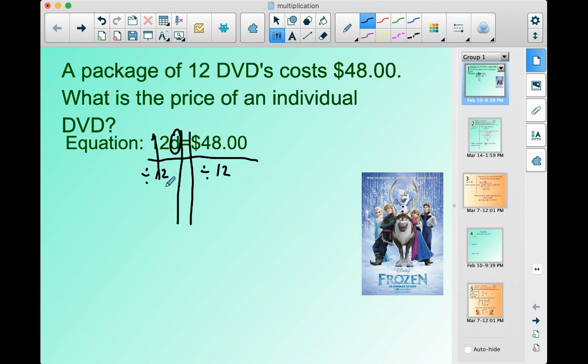That's going to undo multiplying by 12. That gets D by itself, which is what I want. On this side, I got 48 divided by 12, which is $4. So that tells me the price of an individual DVD is $4. If we check, hopefully that makes sense. 4 times 12 DVDs is a total cost of $48.